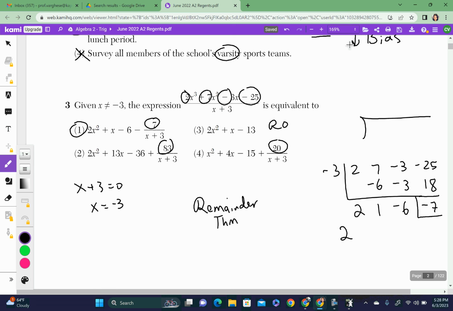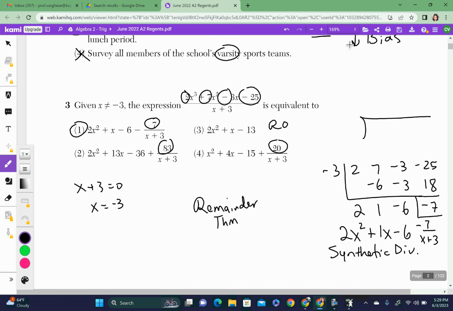And then since this is x to the third, you subtract 1, so that's going to be 2x squared plus 1x, you just basically count down, -6. And the remainder is going to be -7 over whatever you were dividing by, which is x plus 3, so that goes on the bottom. If that part right there just confused you, again, this is called synthetic division. So you could also solve this problem like that.